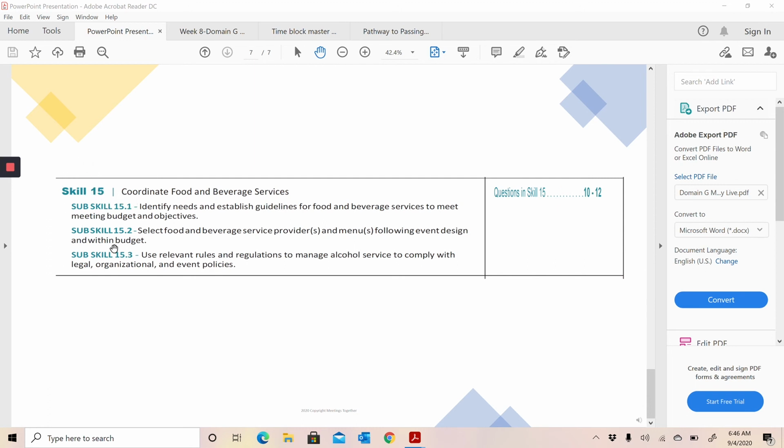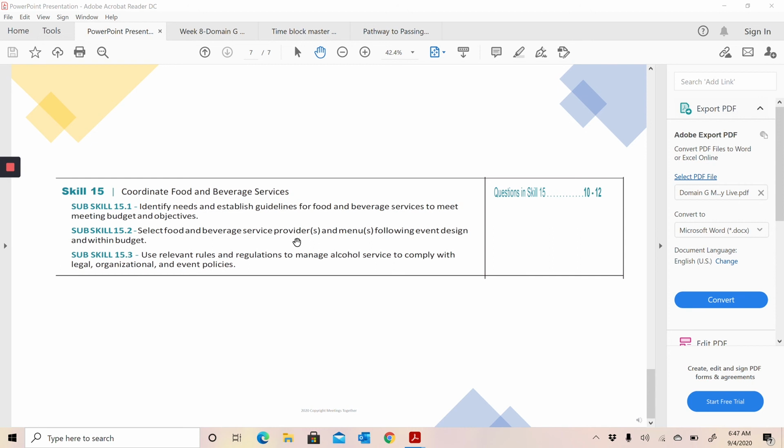Okay, so again, remember, this was skill 16. This is coming directly from the CMP International Standards that has it at 15, but we know it's 16. So you want to make sure that when you read these, you understand and know what they're asking for. So identify needs and establish guidelines for food and beverage service to meet budget and objectives. So guidelines for food and beverage services. So that is really like knowing your demographics, what type of foods to serve, things like that.